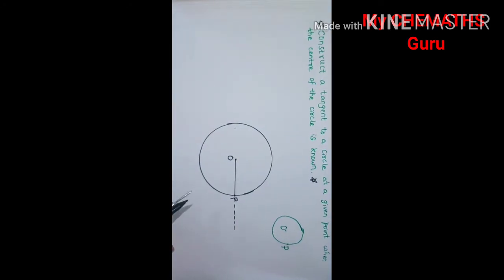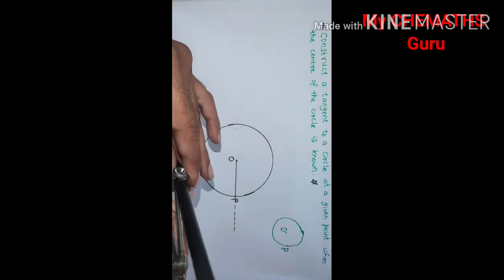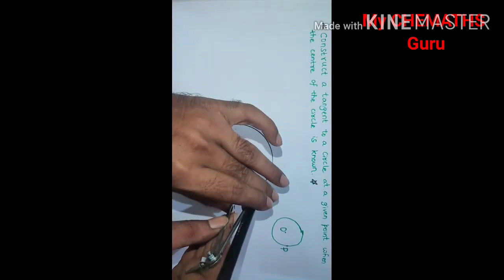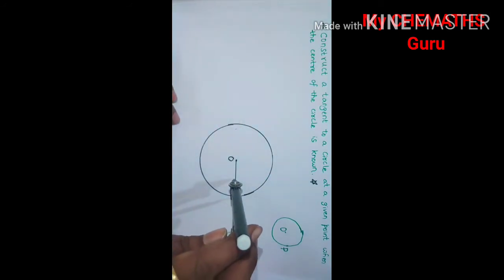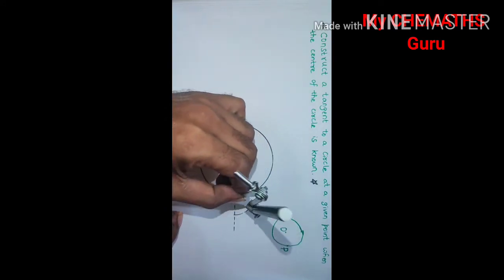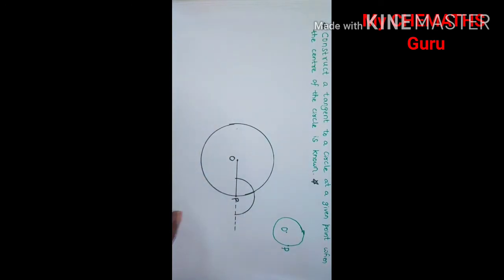Next, through this point P, we have to draw a perpendicular line. How to draw a perpendicular line? See, first with the center P, draw a semicircle like this. With center P, draw a semicircle above the point P. This is our point P.